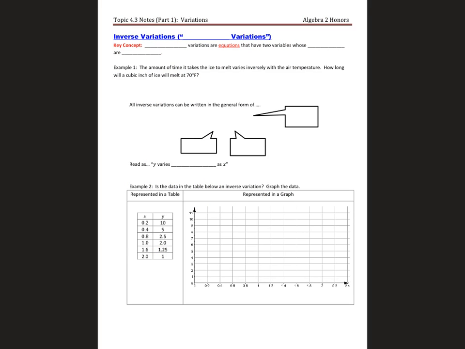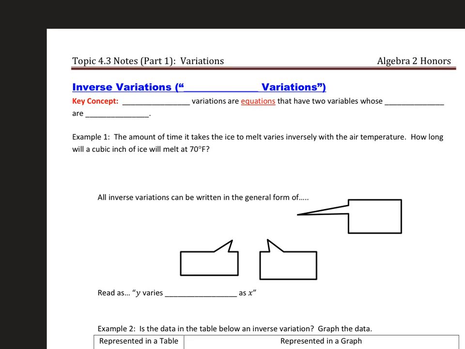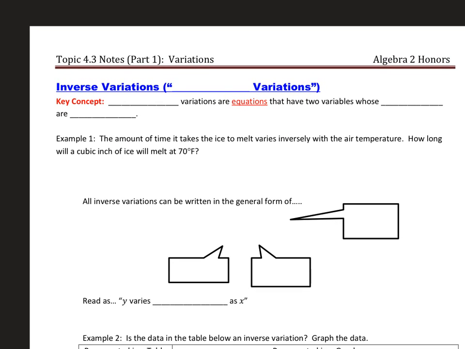Okay, well, the second type of variation is called inverse variations, and you will also hear that referred to as indirect. And the key concept here is that if you have an inverse variation, it's an equation that has two variables whose products are constant. So unlike the direct variation, whose quotient is a constant, in this case, the products are constant.